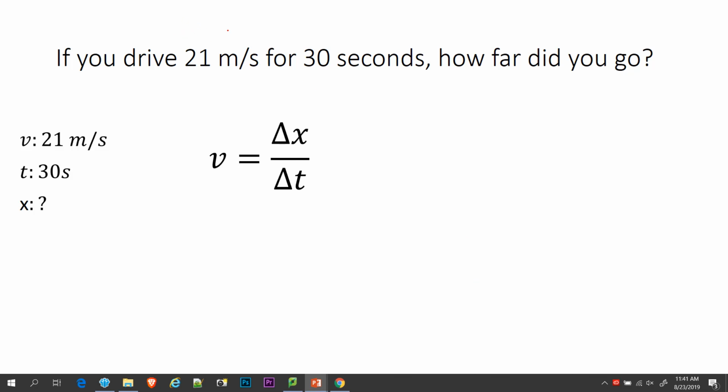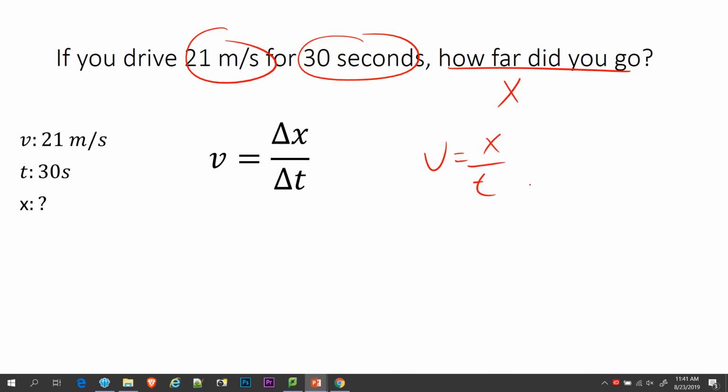Here's an example. You drive 21 meters per second. There's your v. You don't speed up, you don't slow down, you're just going 21. So it's constant velocity here. 30 seconds, that's my time. And how far did I go? I'm solving for x. So v equals x over t. If I want to plug in the numbers first, which a lot of my students do, I'll go ahead and do that. I'll show you how to rearrange it first after this, at the end of this video.